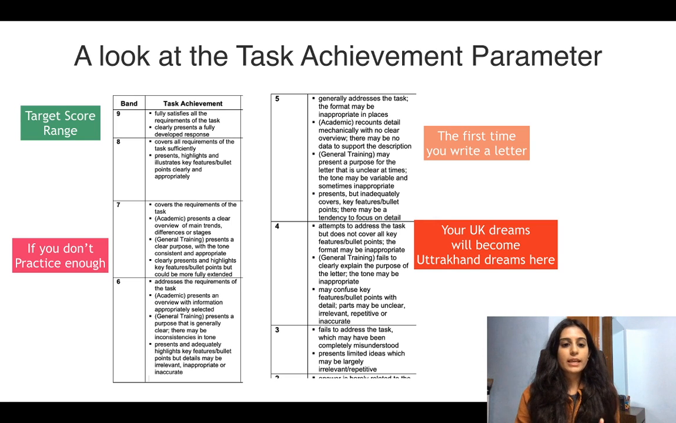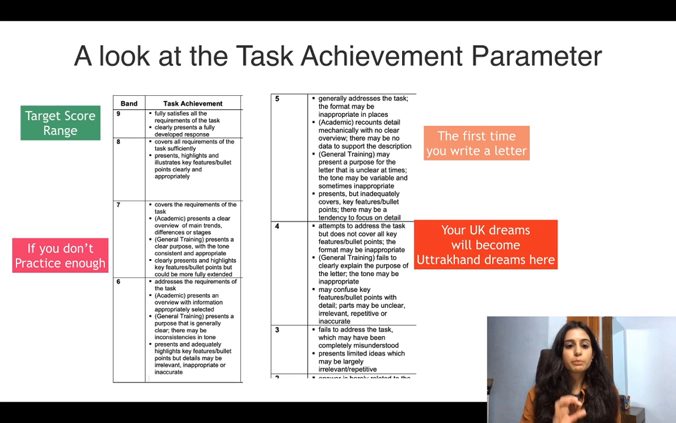Then the next 2 bullet points are divided into academic and general training. In case of academic, you need to present a clear overview of main trends, differences, or stages. We'll be discussing it in detail when we start with our task achievement for task 1 in case of your academic test, so let's leave it aside for today. Let's focus on the third bullet point in the 7 band category. General training presents a clear purpose with the tone consistent and appropriate.